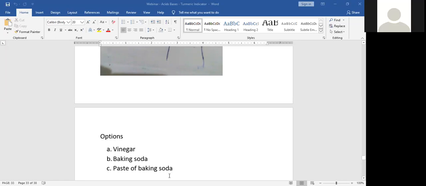I'm not able to see the chat window. Vishal has most of them typed in the options. Yeah, they are typing. Okay. Nice. Yeah, your time is over, 1 minute only, so it's over.